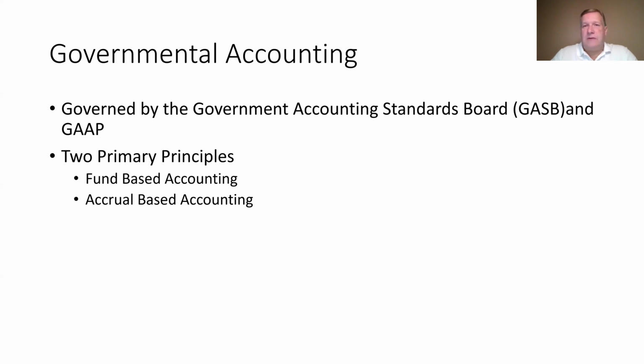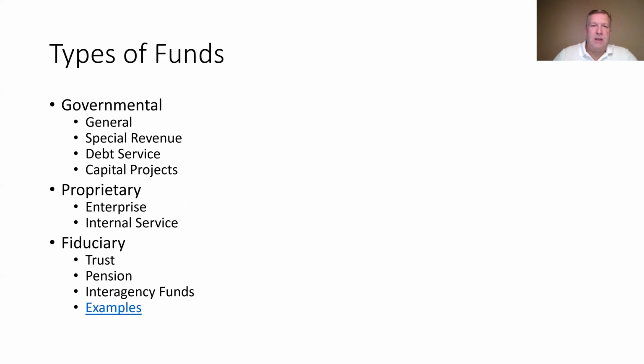And these Generally Accepted Accounting Principles fall into a couple of different categories. They require, number one, what we call fund-based accounting, and number two, accrual-based accounting. So let's look at both fund-based as well as accrual-based accounting, what they mean and how they work.